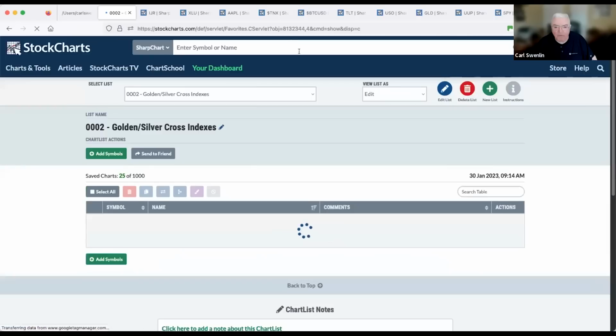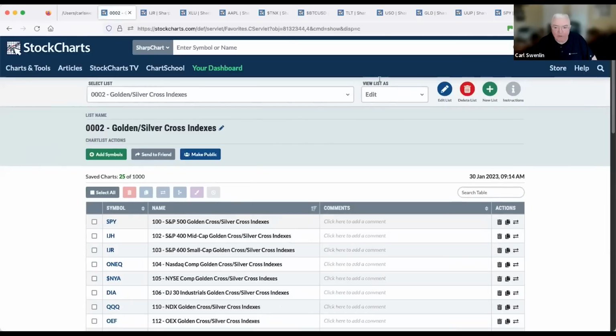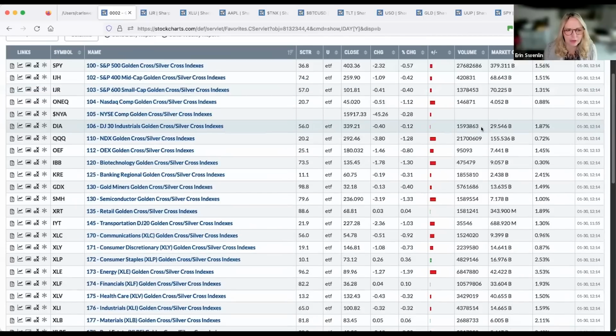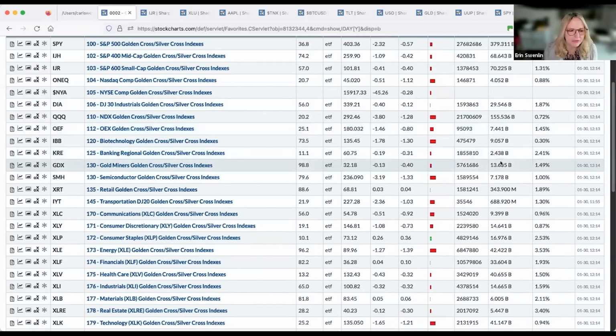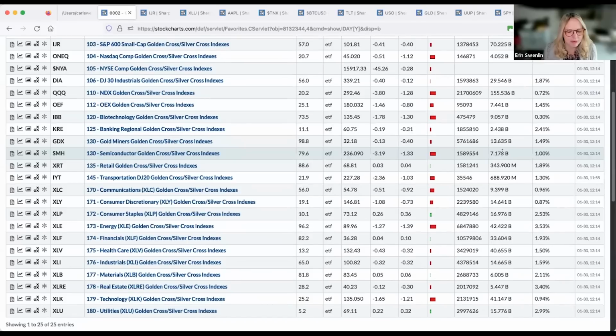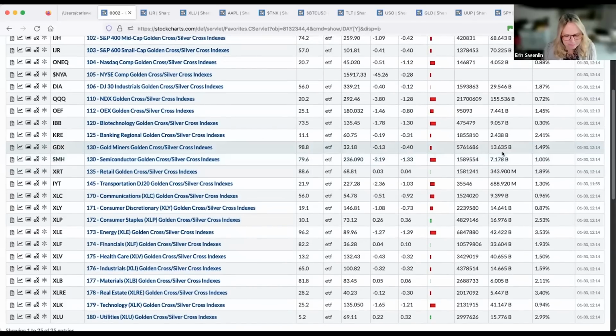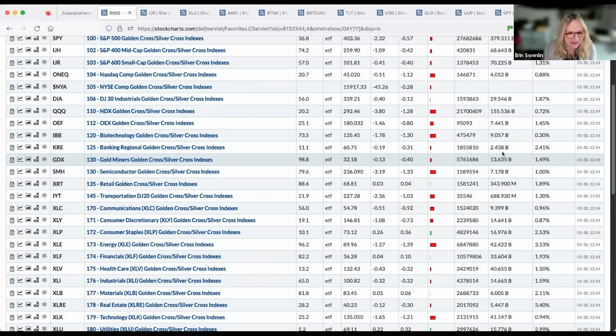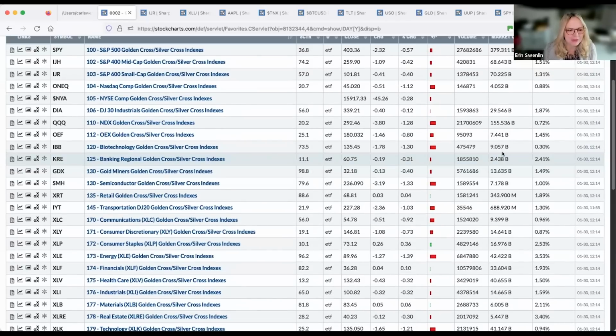Right. Let me just show that list briefly. The list you're going to see here is our Golden and Silver Cross Index chart list. This is available to all of our subscribers, and the new ones should go in later this afternoon when the market closes. So you'll have access to all of those new Golden and Silver Cross indexes.